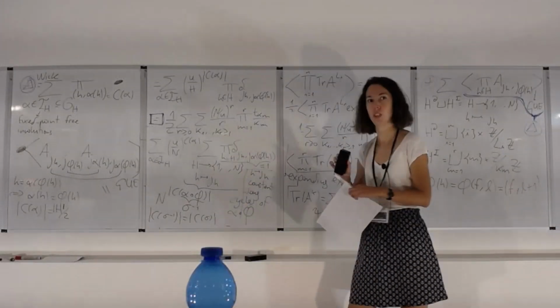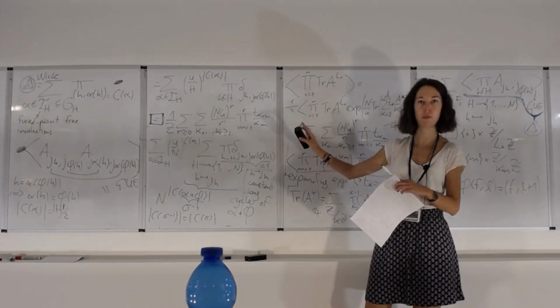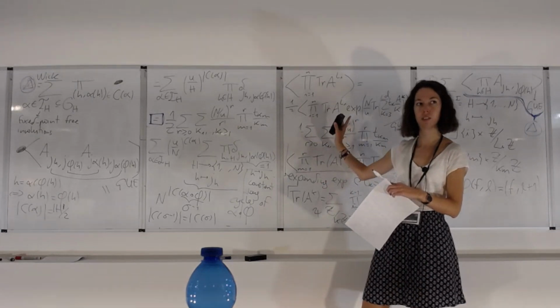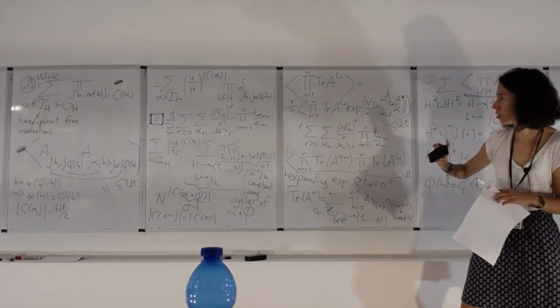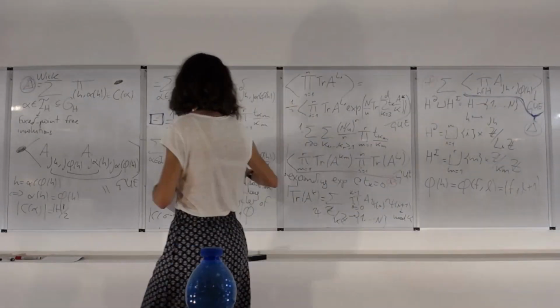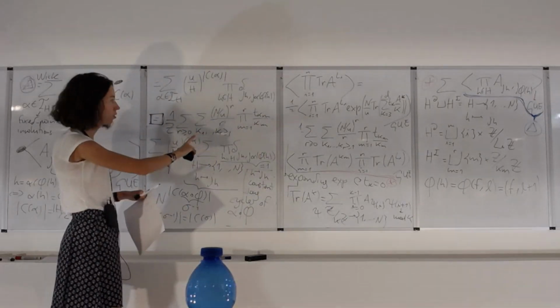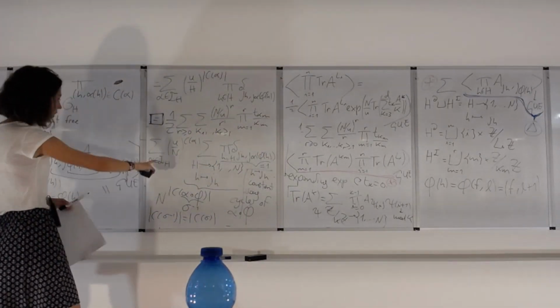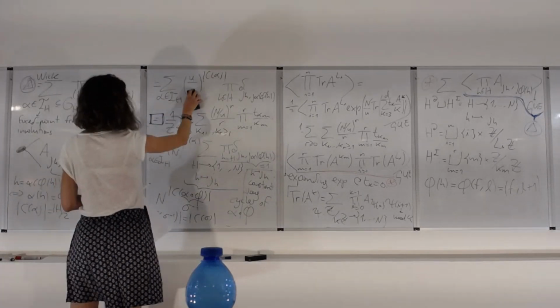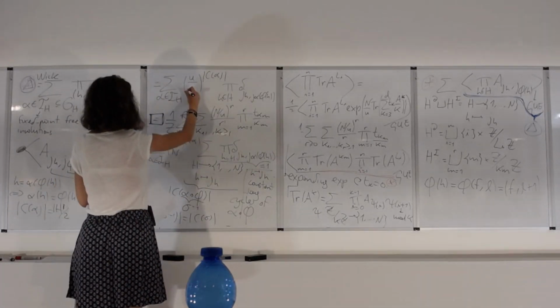Are there some quick questions before I erase this? The first H is a typo, right? It says U over H, it should be U over N. Ah, yes. Where is 8? Ah, yes, yes. Thank you. U over N.